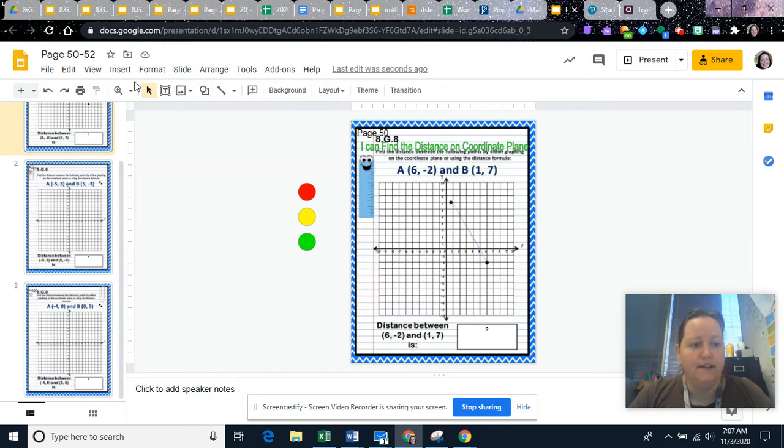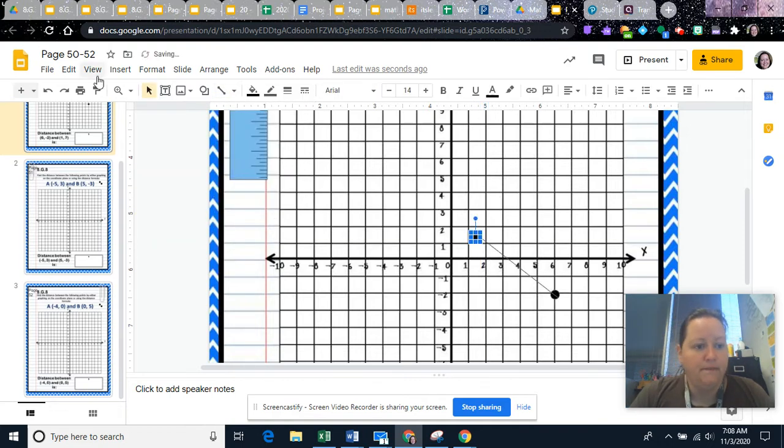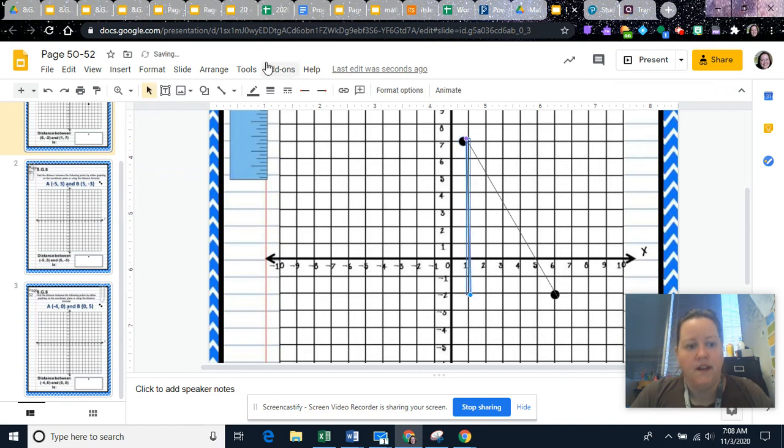When you're looking at it, you may be thinking, I don't know, because when you're counting diagonal, you can't just count like 1, 2, 3, it doesn't work that way. So what you have to do is think about what you do know. If you had 2 more lines on this, you could go from here to here. And then you could also go from here to here.